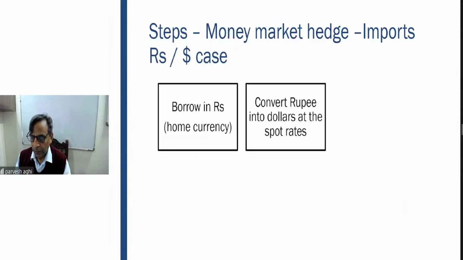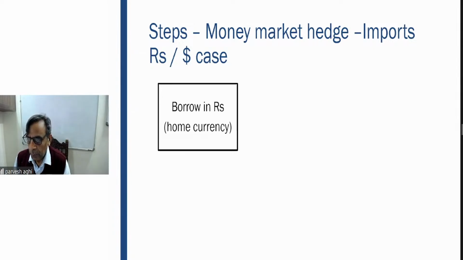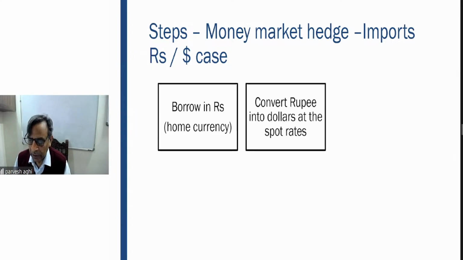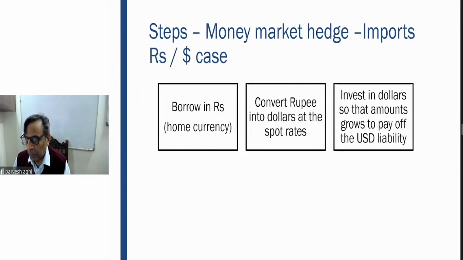Then if you are an importer, the money is going to go out. That means you have to make a payment. Now, this is a rupee dollar case, so you have to make a dollar payment to someone. So what you're going to do is borrow rupees in home currency, convert the rupees into dollars at spot rates, and invest the dollars so that the amount grows to pay the US liability. This means that first you borrow the money in India, convert those Indian rupees into dollars, and invest that money in dollars in the US so that it grows to the amount you have to pay abroad.